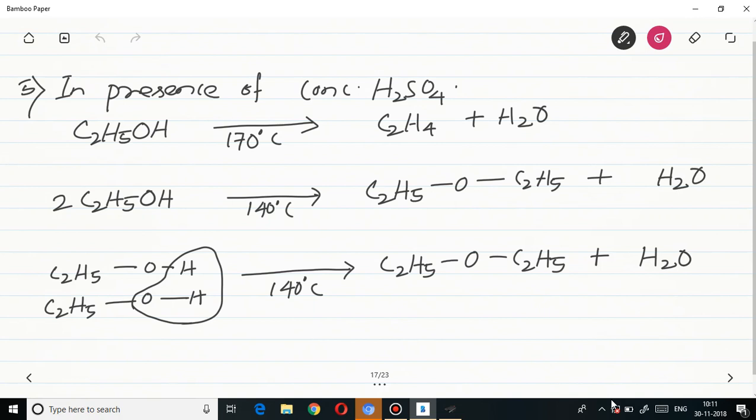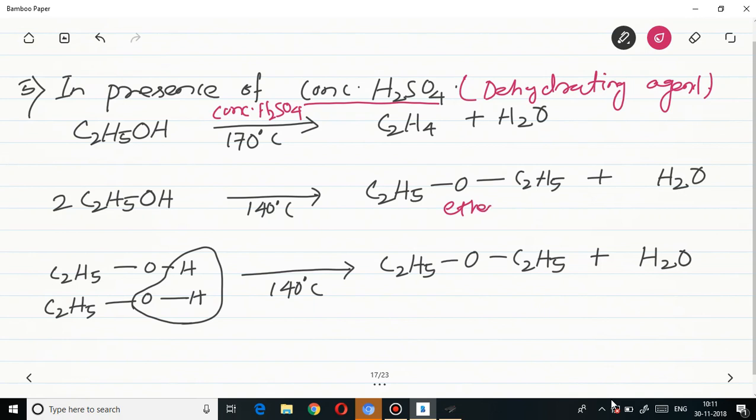The next reaction is in presence of conc. sulfuric acid. What is conc. sulfuric acid? You know the property, I am writing it again, dehydrating agent. So conc. sulfuric acid at 170 degree centigrade, here I forgot to write, at 170 degree centigrade will form ethene, C2H4, and water. But if I take 2 ethanol at 140 degree centigrade, I have reduced the temperature, ethene will not be prepared, rather 1 ether will be prepared. I will tell you how and what will be.